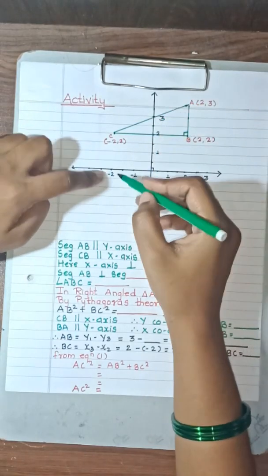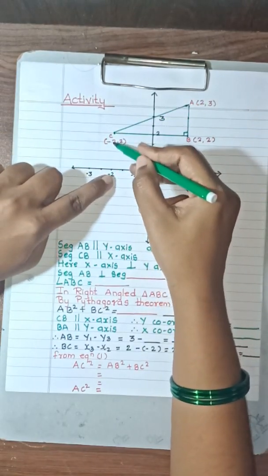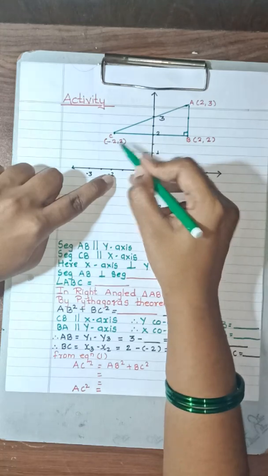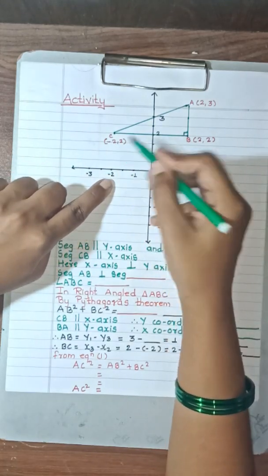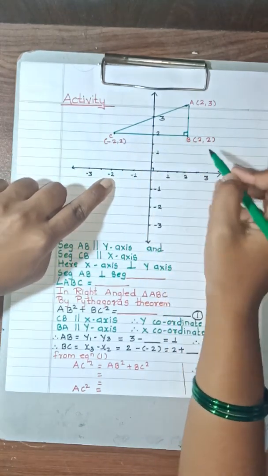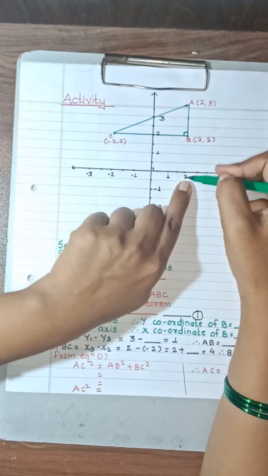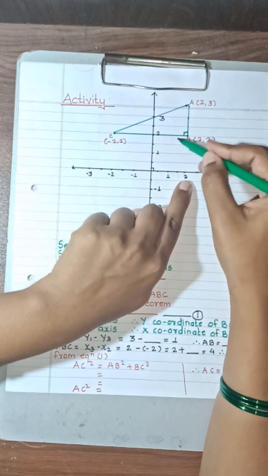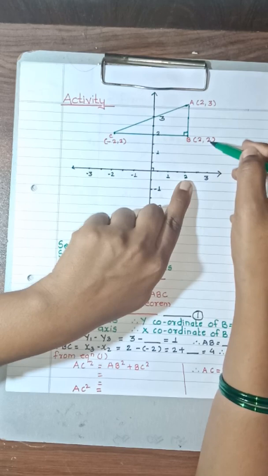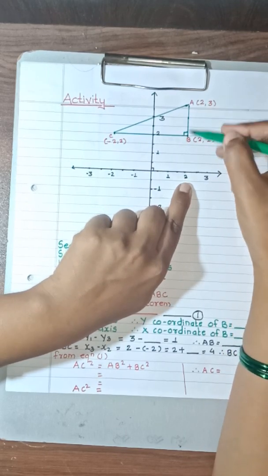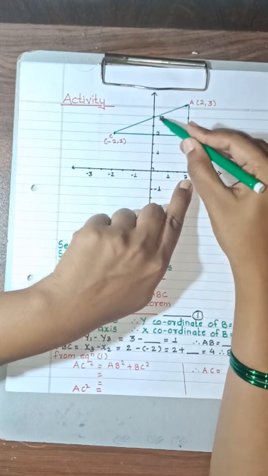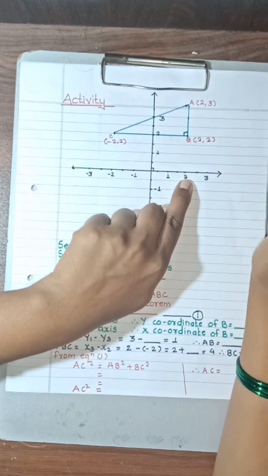Coordinates of C: on the x axis is -2 and on the y axis is 2. Now if you see B, the coordinate on the x axis is 2 as well as on the y axis is also 2. Coordinate of A on the x axis is 2 and on the y axis is 3. Got it everyone?